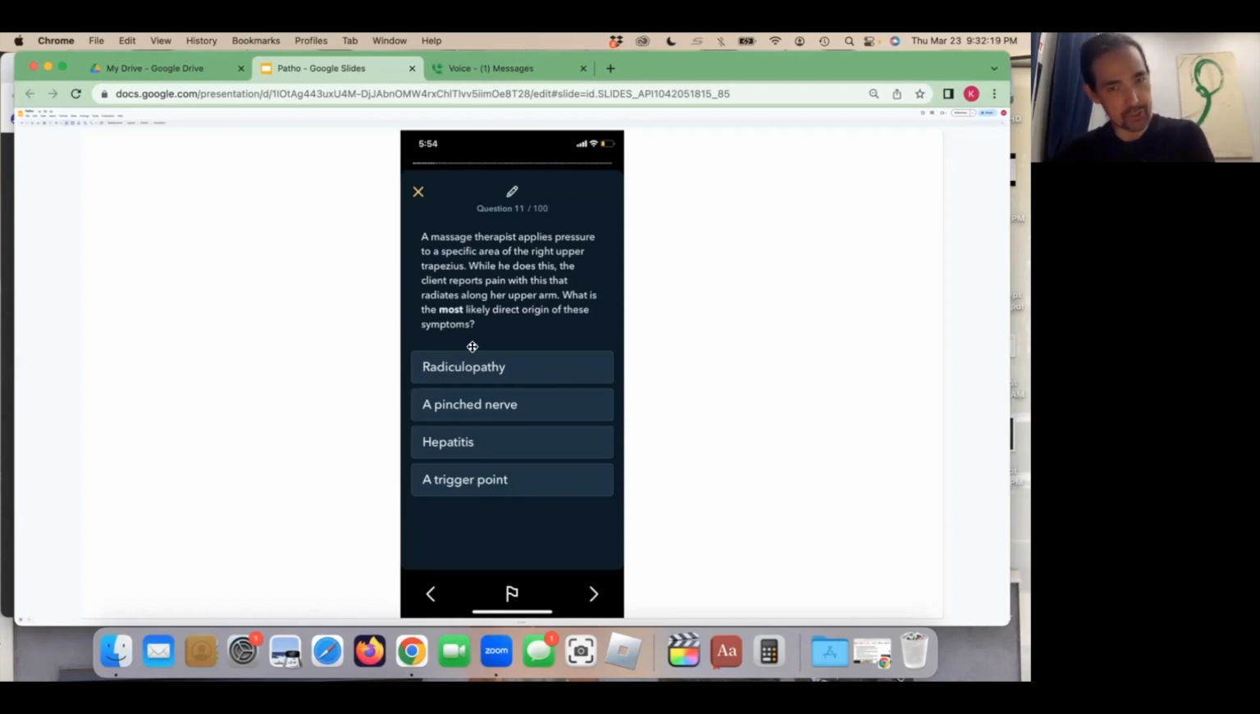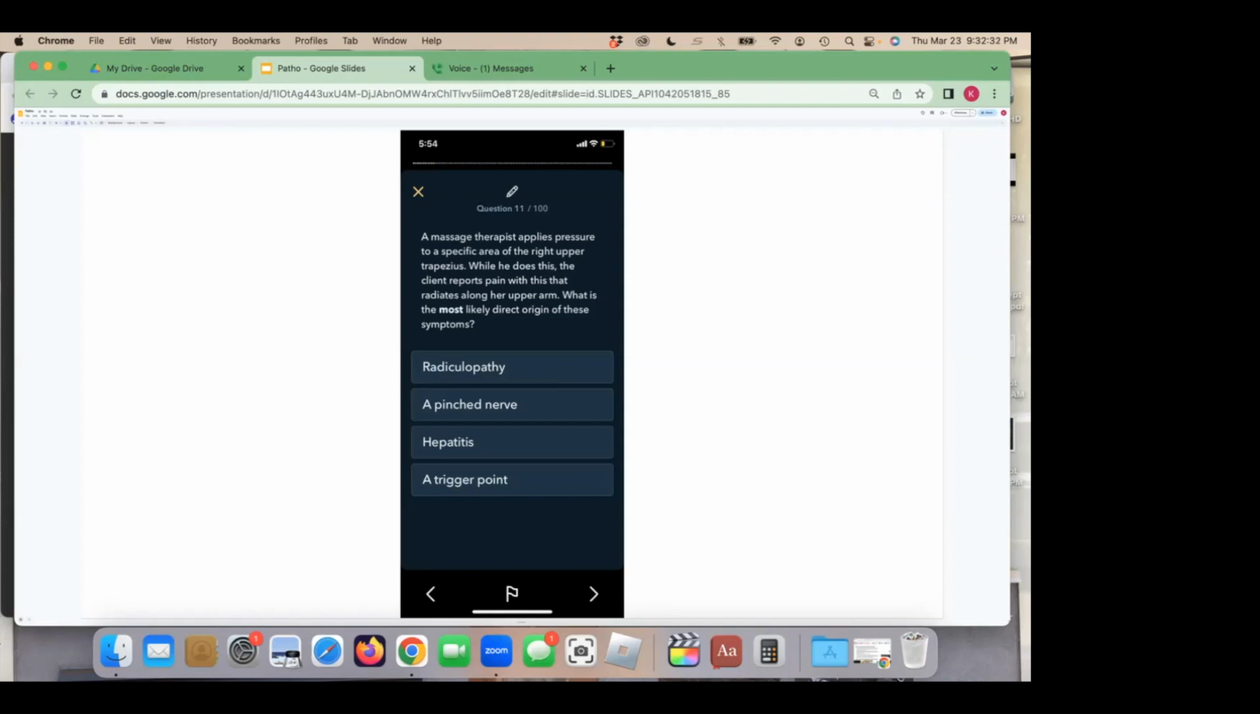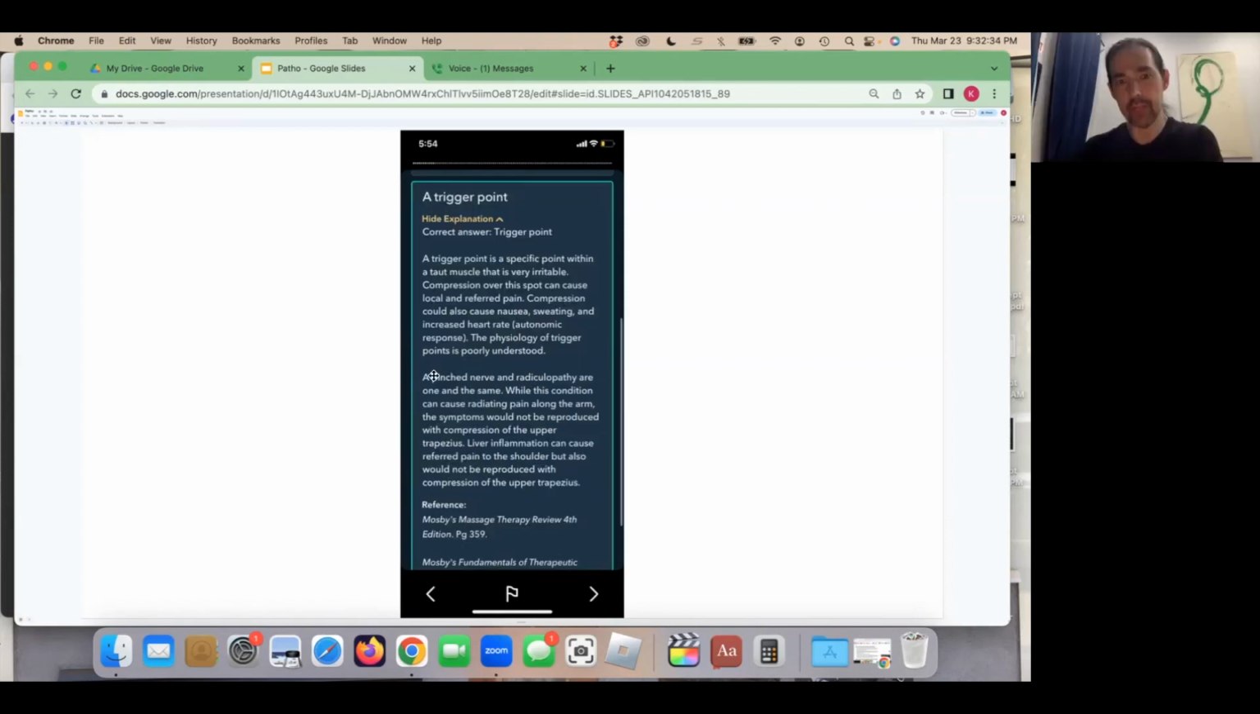Radiculopathy is the description of the symptom of the pain radiating along the upper arm. A trigger point causes radiculopathy. Therefore, trigger point is the more complete or the better answer. A pinched nerve and radiculopathy are actually the same. A pinched nerve is the colloquial, common term. Radiculopathy is the medical term.